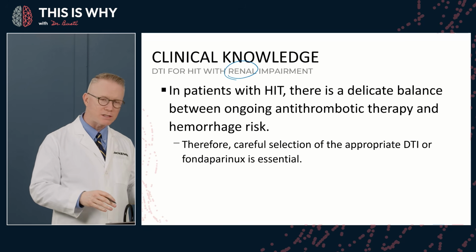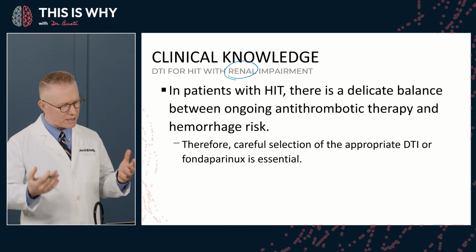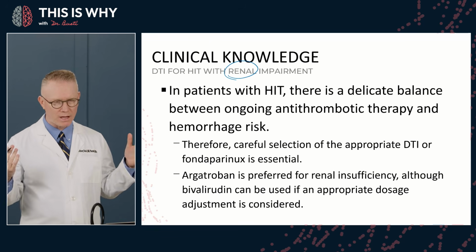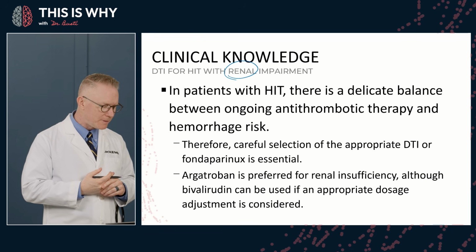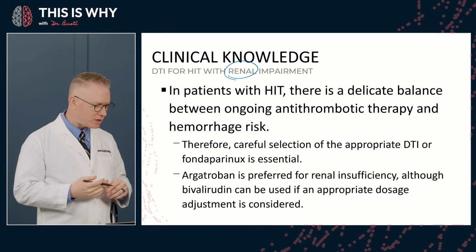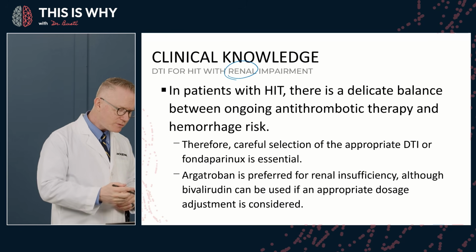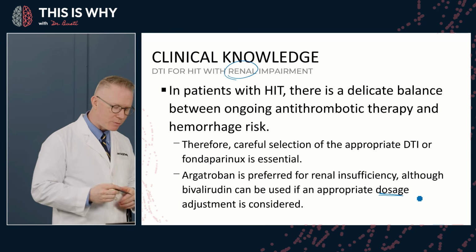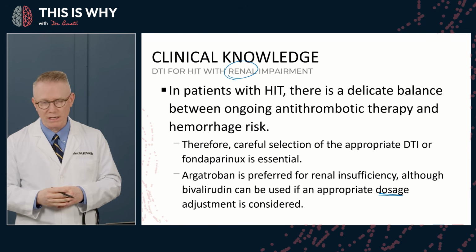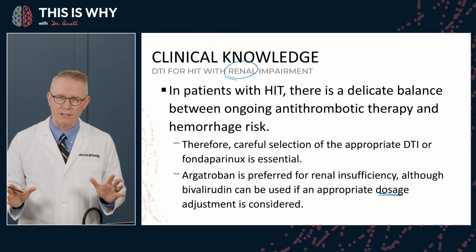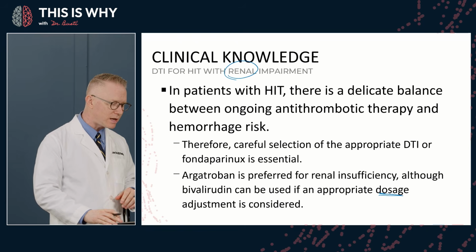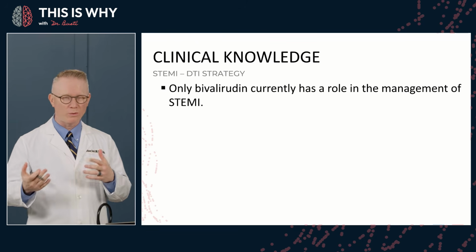Okay, Fondaparinux is another one. Again, you got to be very careful with it. It's not saying we can't use it, just got to weigh those risks and benefits. Argatroban is one of the preferred in renal insufficiency, although Bivalirudin can be used if you make, again, appropriate dose adjustments. So in the acute setting, nothing is easy, nothing is clean and perfect like we want it to be. And so these are, again, some of those clinical nuances that help to explain why we do what we do in various scenarios.